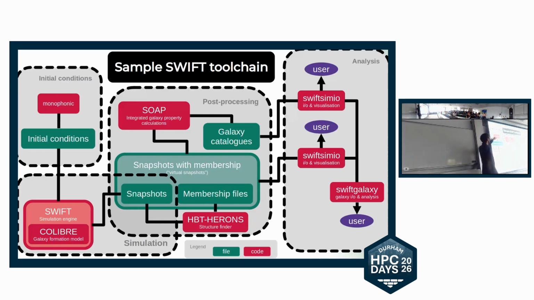We start with a bit of software to create initial conditions, and this creates a file of conditions. This is what we're going to simulate. So we have some initial state for our system. This gets fed into some simulation engine. For example, this could be Swift, that we've heard a lot about, with some galaxy formation model implemented in it.